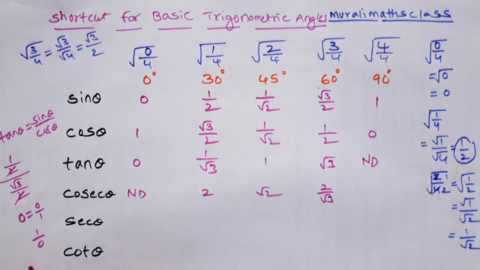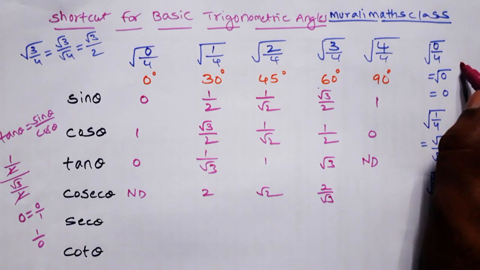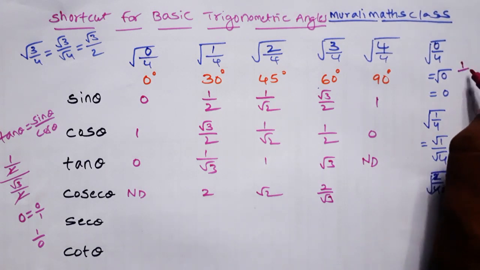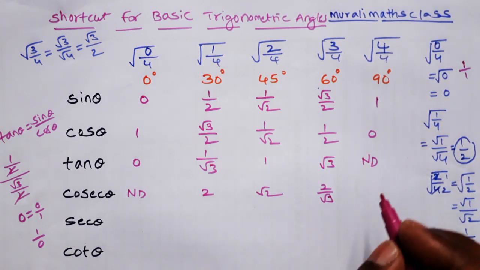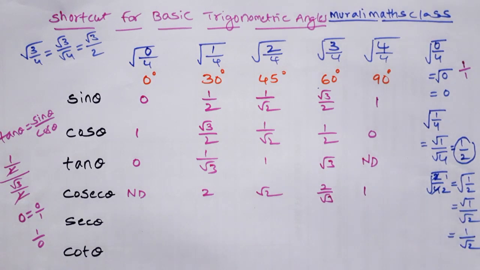Why? Because, see, observe here. 1 is written as 1 by 1. 1 by 1 means again 1 only you will get. Same answer.